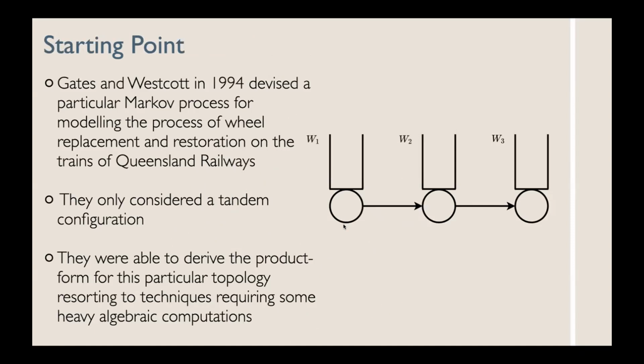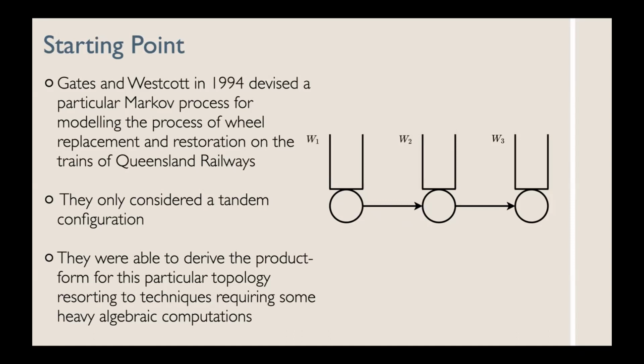The starting point of this work was actually given by two authors, David Gates and Mark Westcott, who in 1994, during a collaboration with Queensland Railway, designed a very particular Markov process for modeling the process of wheel replacement and restoration of the trains of the company. The interesting thing about this model is that they provided a product form solution, but only for this particular topology for the network, meaning a tandem topology where there are no branches, no cycles, no confluence, no nothing.